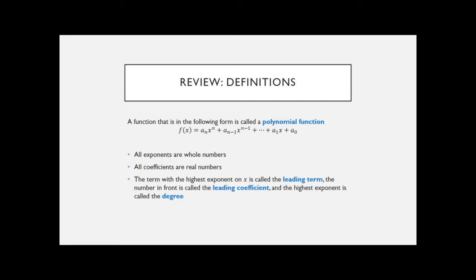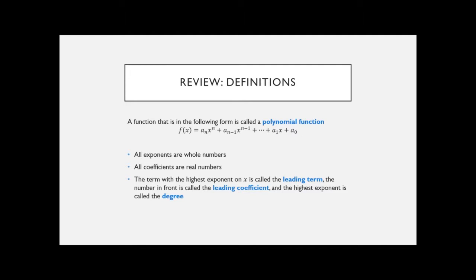The general rules are that your exponents are all whole numbers, so we don't have any fractions or decimals in the exponents. And all of our coefficients, those are the numbers in front of the x's, are real numbers, which means we don't have any imaginary numbers in our equation. We could end up with imaginary numbers when we factor it, but in the equation itself, there's no imaginary numbers.